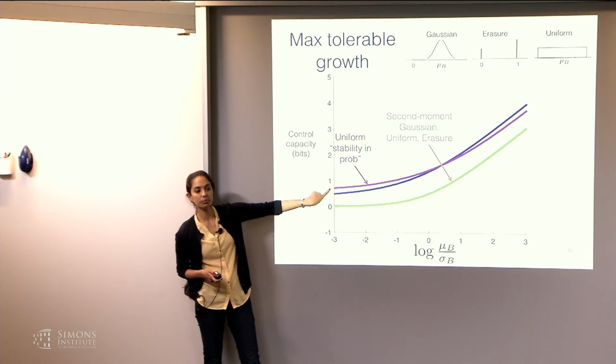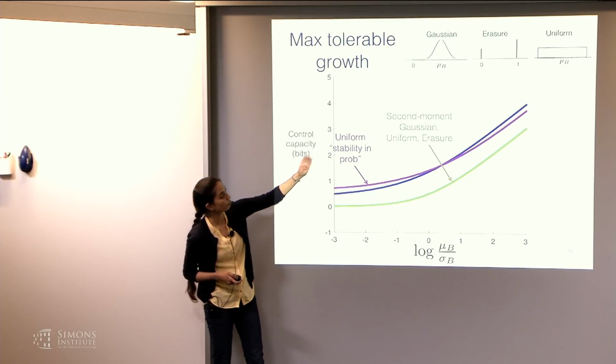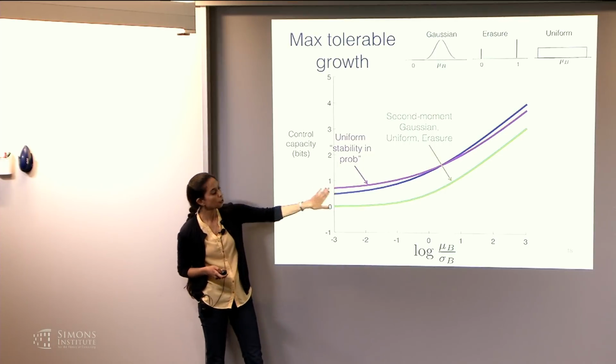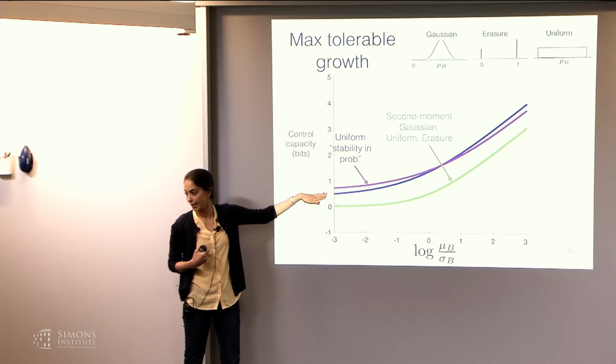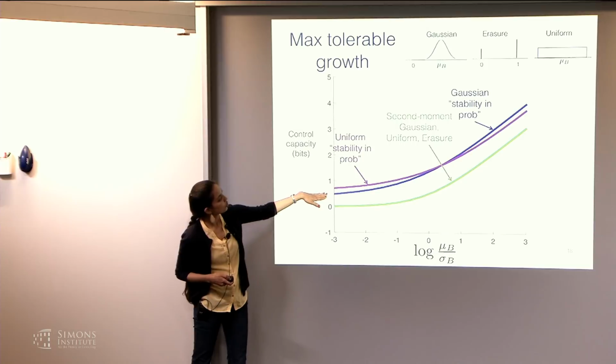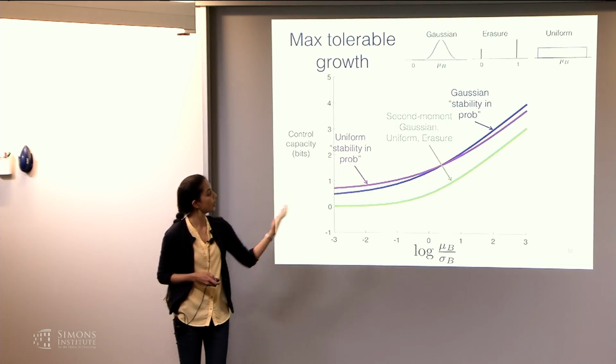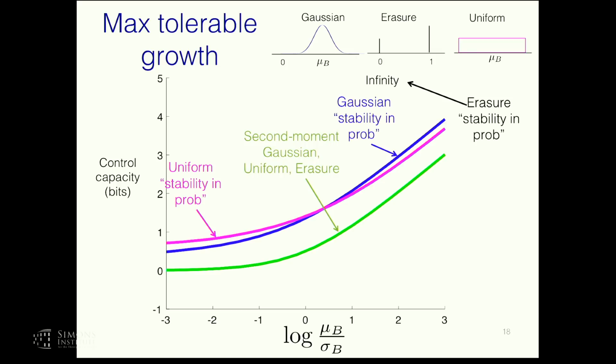But now if we think about stability in probability, let's say for the uniform case or for the Gaussian case, we see that we can actually stabilize for some a that's strictly larger than 0. So this is for the uniform, this is for the Gaussian. And it turns out for the erasure case, if we think about stability in probability, we actually have an infinite maximum tolerable growth rate. Why is this the case? Because even if I get a string of zeros, with probability 1, eventually I'm going to get a perfect control that's going to hit. And then I will be able to send my system to 0 and have this infinite decay rate.